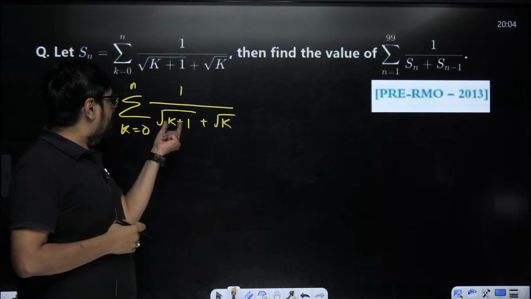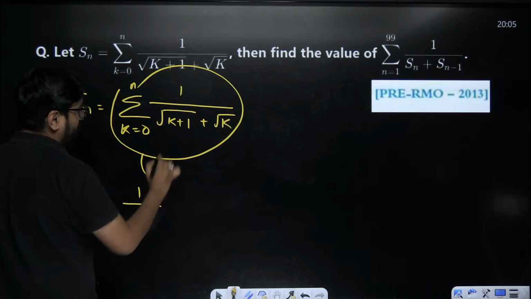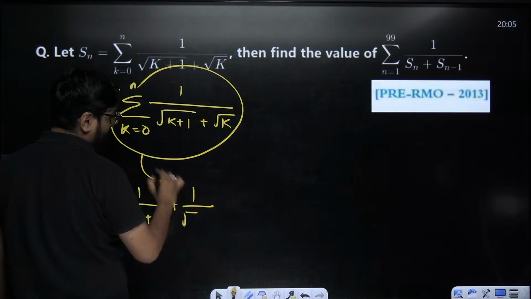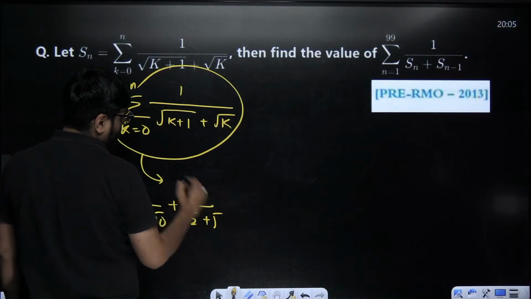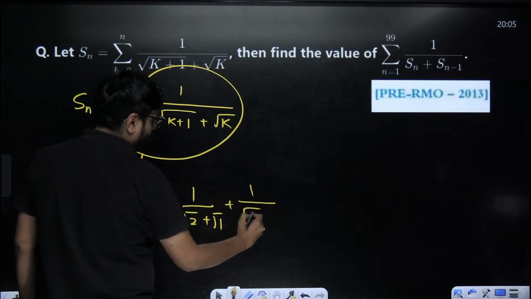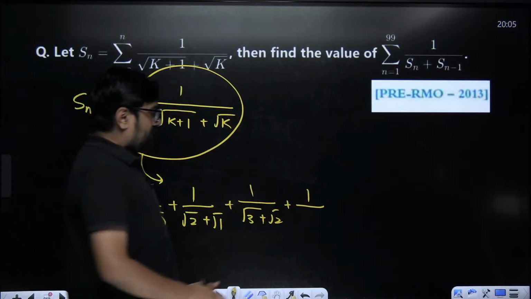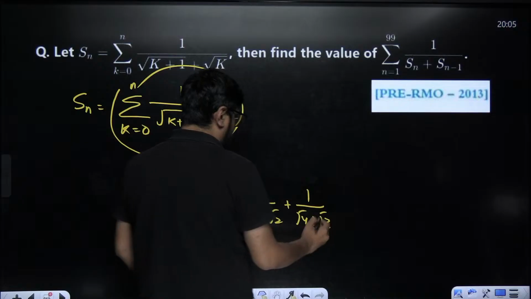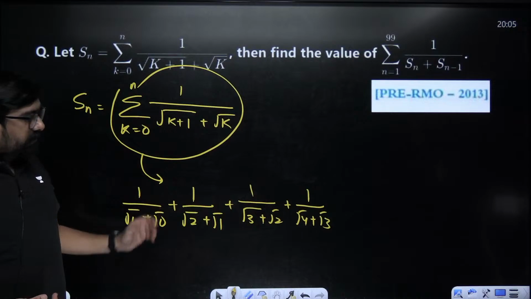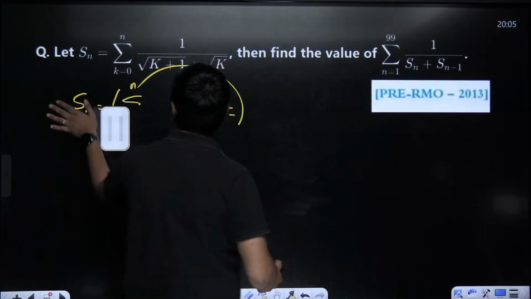Okay. Now this way we are not able to apply anything. Why? Because if we magnify this, what does it look like? 1 divided by square root of 1 plus square root of 0, plus 1 divided by square root of 2 plus square root of 1. Now k was first 0, then 1, then 2, so square root 3 plus square root 2, then the next term will be square root 4 plus square root 3. This is what this sigma means. But when there are irrational terms in the denominator, we are not able to do anything about it, right?